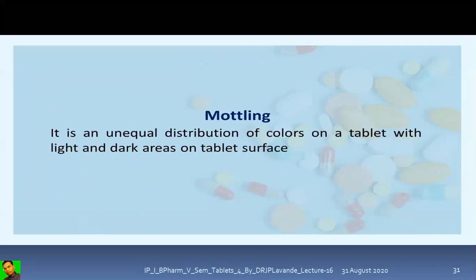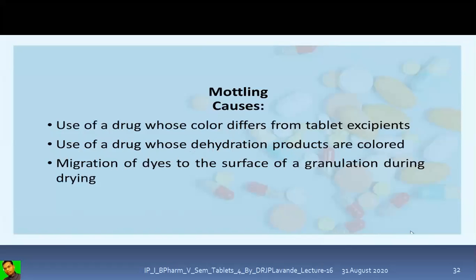Mottling. Mottling is another kind of tablet defect. It is an uneven distribution of colors on a tablet with light and dark areas on the tablet surface. As I said, it is the uneven distribution of the colors on the tablet surface with light and dark areas. What are the reasons for the causes?